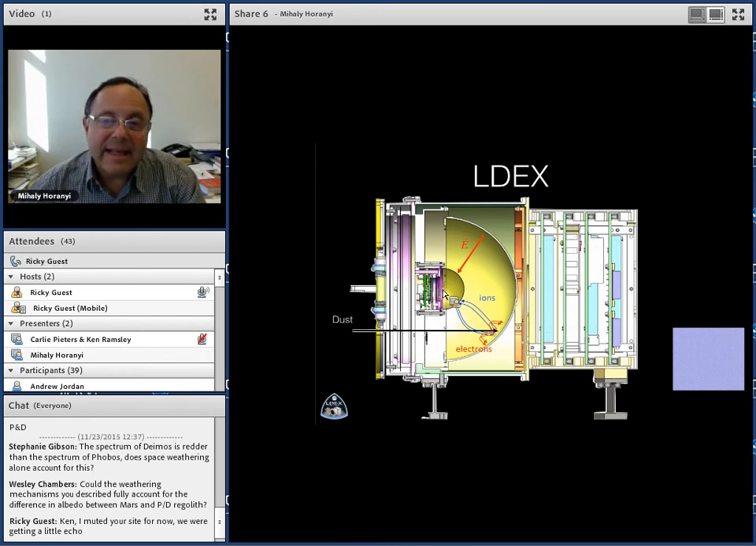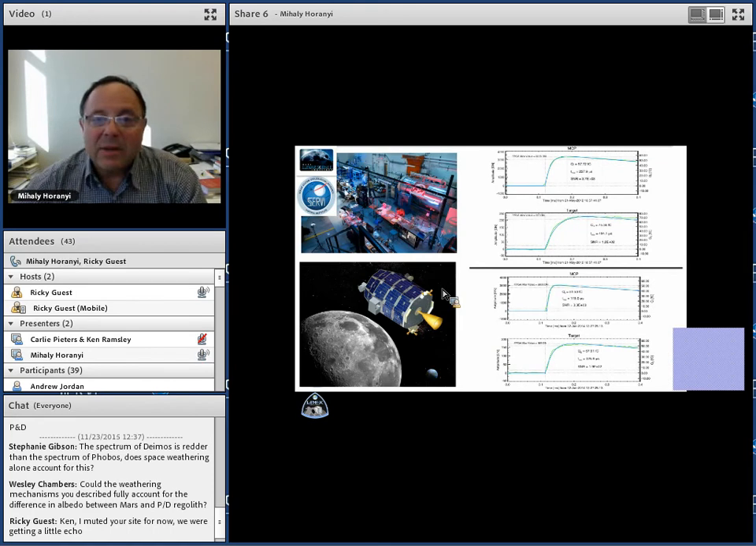The signals look like this on the right. The top two are the ion signal and the electron signal that we collected at the dust accelerator, and the bottom two are once we were in orbit, and by comparing the rise times and the shapes, we can tell you how big and fast a dust particle hit our detector.